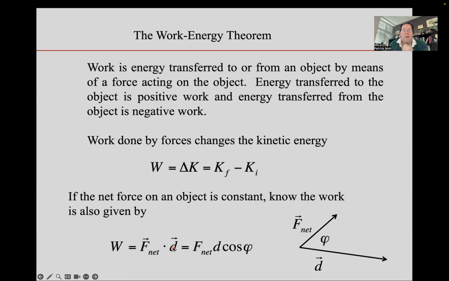And then the mathematical operation that we want is the dot product, which is sort of telling us how much of the net force points along the displacement, is one way you can interpret it. So the work done is going to be the magnitude of the net force times the magnitude of the displacement times the cosine of the angle in between those two directions. The direction of the net force, the direction of the displacement.